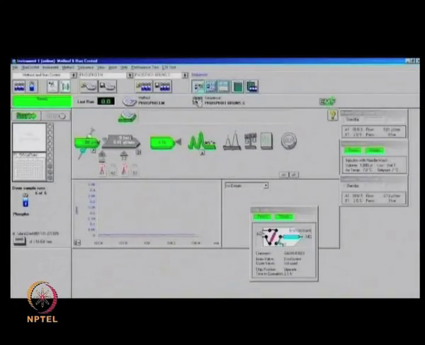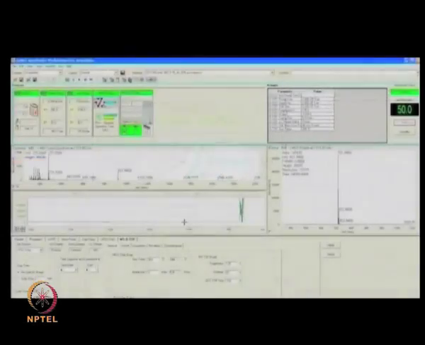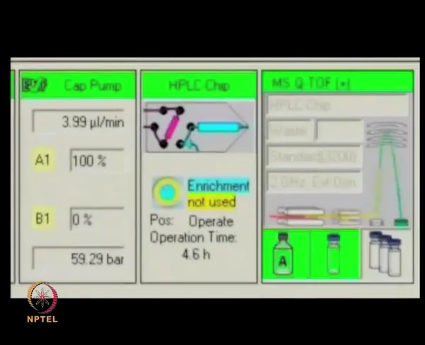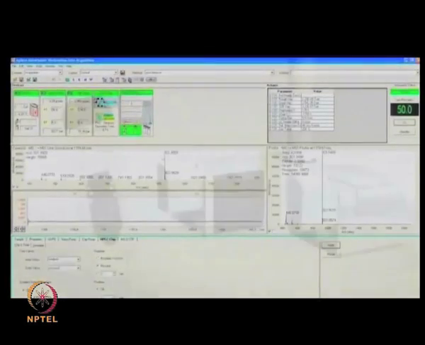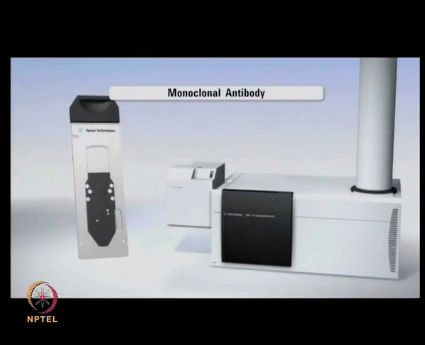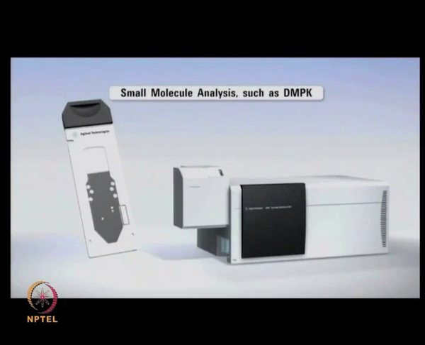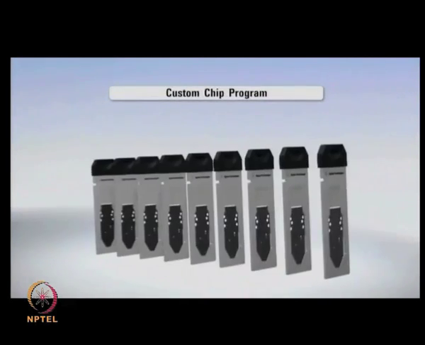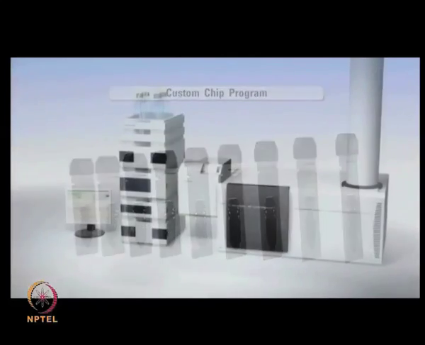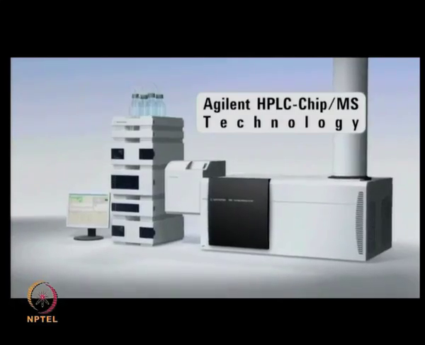The Hplc chip MS interface is a standard module within the Agilent 1200 series LC portfolio, and it's fully controllable through the Agilent ChemStation or Agilent Mass Hunter software. Step by step, chip by chip, Agilent will facilitate new applications in life science, pharmaceutical, and chemical analysis. Hplc chip MS, a growing trend in LC-MS technology.